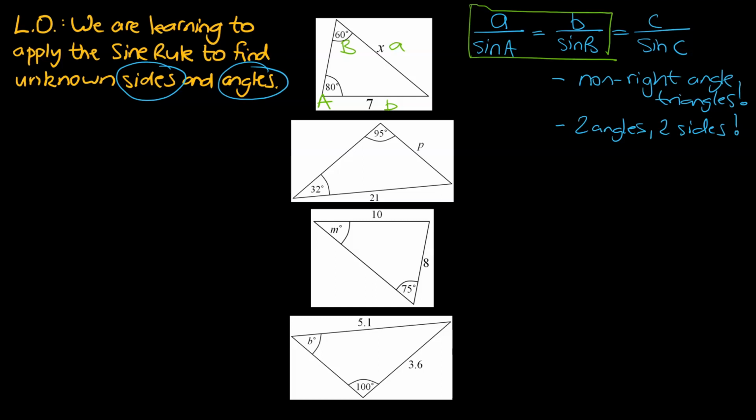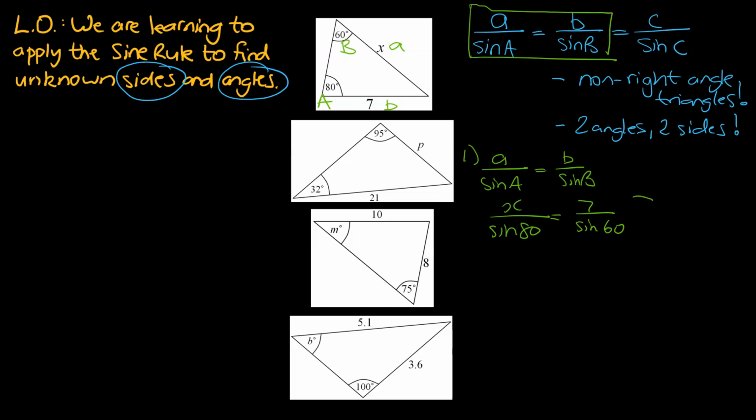So we're going to start off by writing our formula. We'll call that question 1. a divided by sine big A is going to be equal to b divided by sine big B. We then substitute everything based on our labels. So little a is x, so x divided by sine 80 is going to be equal to b, which is 7, divided by sine 60.